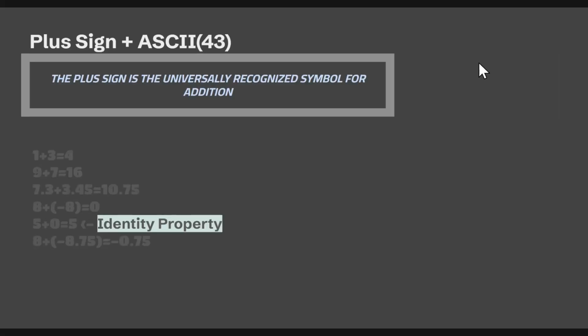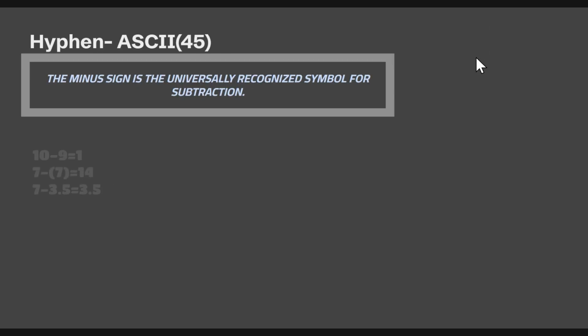The plus sign is a universally recognized symbol for addition. It can also be represented as adding 1 to a 3 times. The hyphen denotes a minus sign for subtraction. It can be used to denote the operation of subtraction or negative numbers. You can represent it as subtracting 1 from a 3 times.